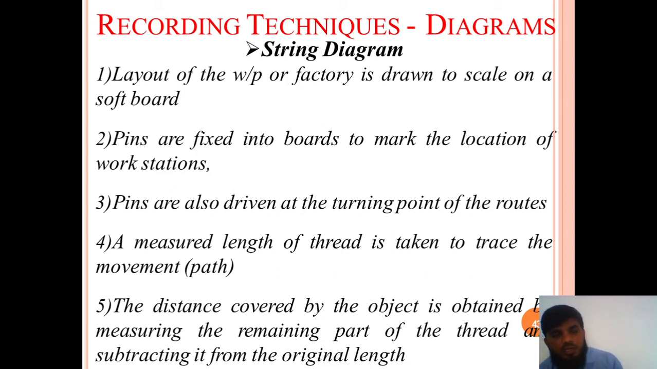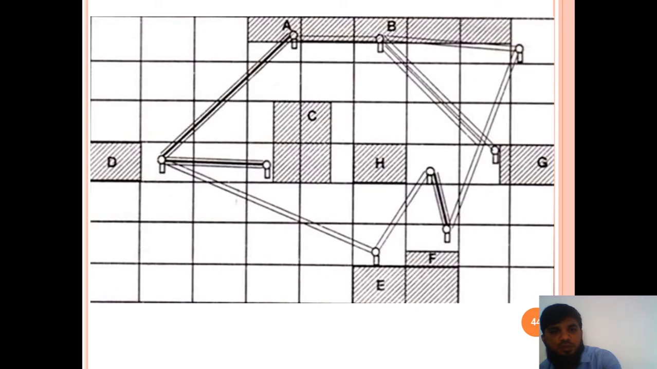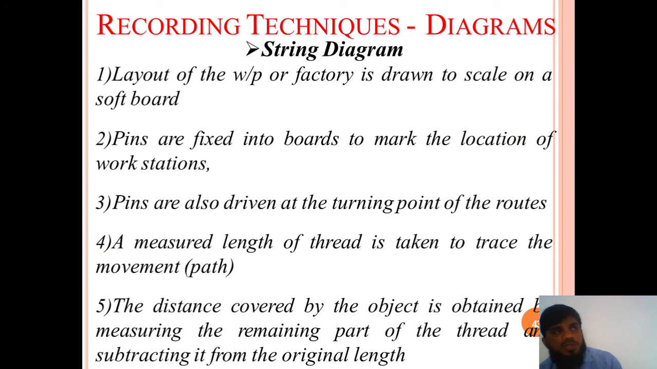Same, you have to draw on a scale on a soft board, whereas previously I said it would be drawn on an A4 sheet or something else. In this, we will take a soft board, and we will pin all the machines we have shown. Those machines will be shown as pins, so I will show here. These are the various pins. We will fix the pins, just like the pins on your notice board, so we will locate all the work, all the operations, or all the machines.